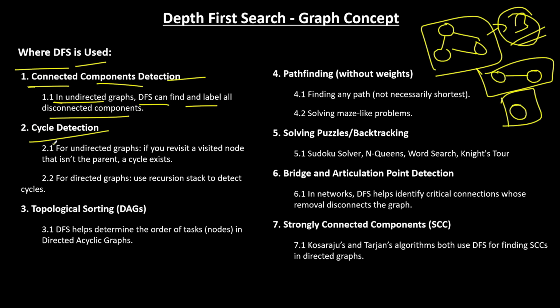Or in cycle detection, you could also use that. Suppose we check if the graph has a cycle or not. Okay, this is a cycle, correct? And you could find questions for directed graphs and for undirected graphs, right?